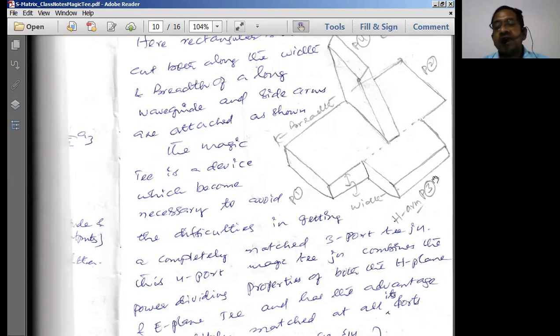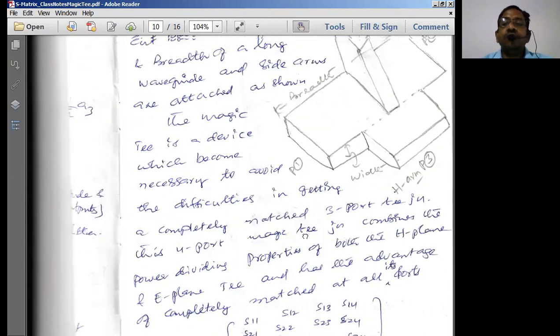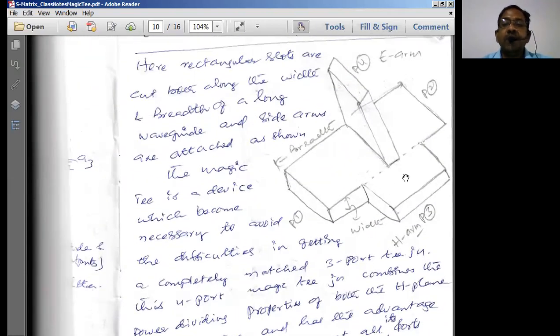So this is the magic which is going to happen in the case of the magic T. Magic T is a 4-port device. Once again, the story is the same. The collinear ports are port 1 and port 2. Port 3 is the H-arm. Port 4 is the E-arm.